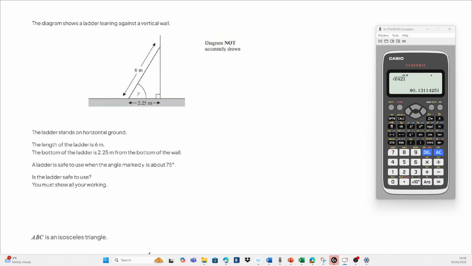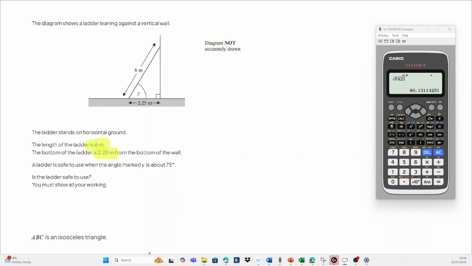Okay, so the diagram below shows a ladder against a wall. So you've got a ladder which is here against a wall, and you've got a right angle down here. Now the ladder stands on a horizontal ground. That just means it's on a flat horizontal ground here. The length of the ladder is 6, which you can see in the diagram. So that ladder is 6. The bottom of the ladder is 2.25 meters from the bottom of the wall. Again, you can see that on the diagram already.